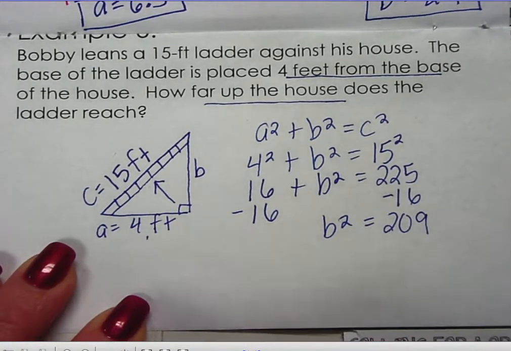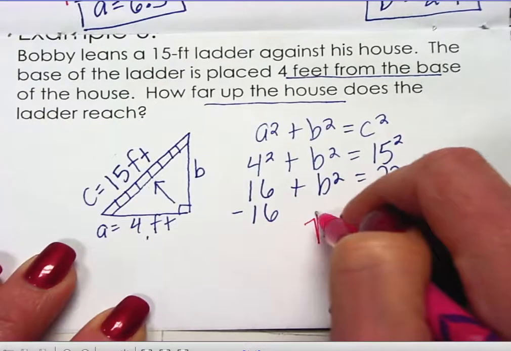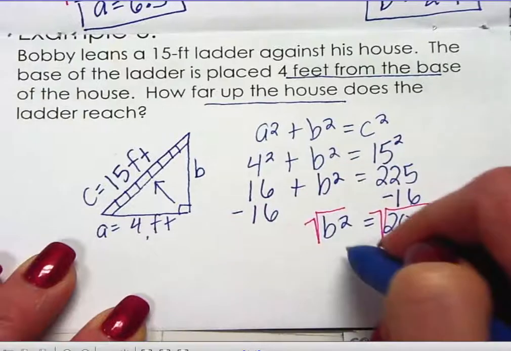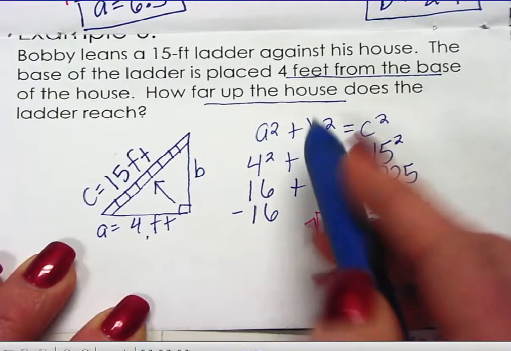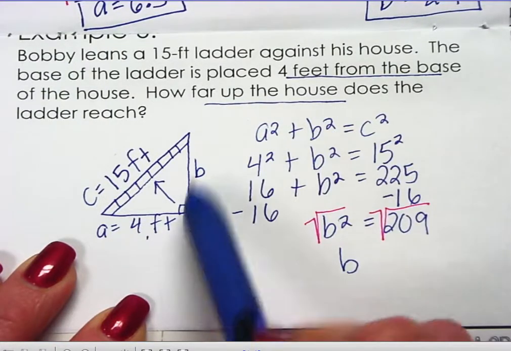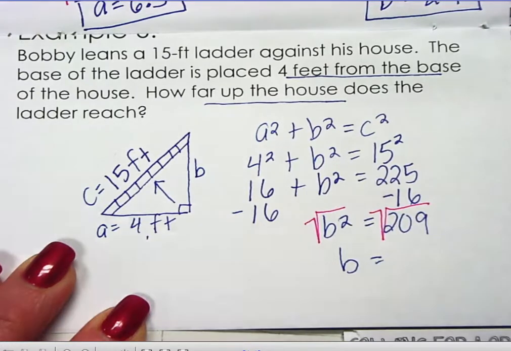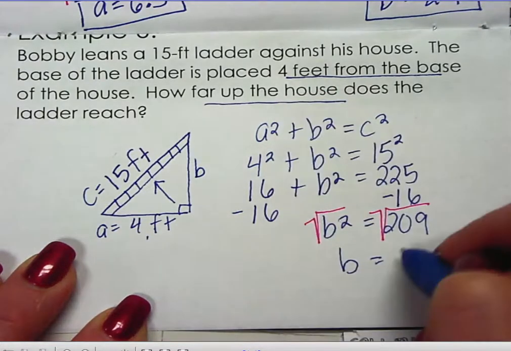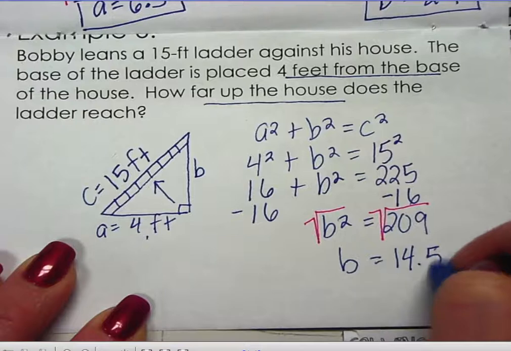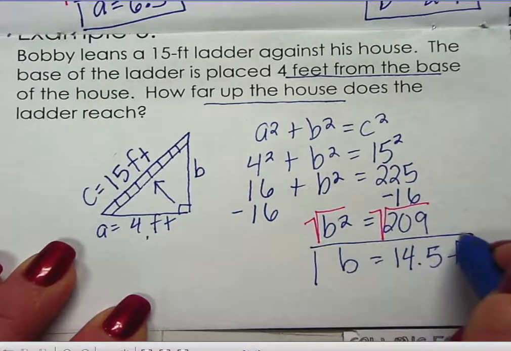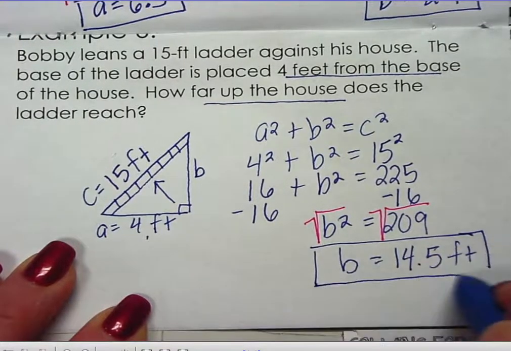All right. So I'm going to find the square root of both sides, and B, or the distance from the bottom of the house to the top, is going to be equal to approximately 14.5 feet.